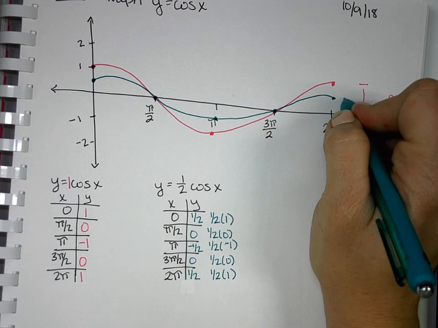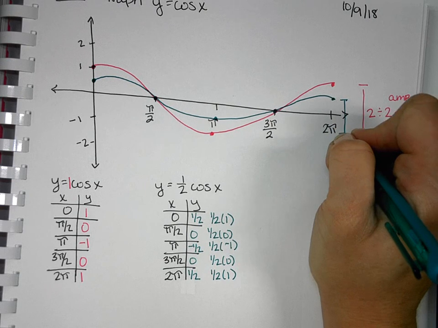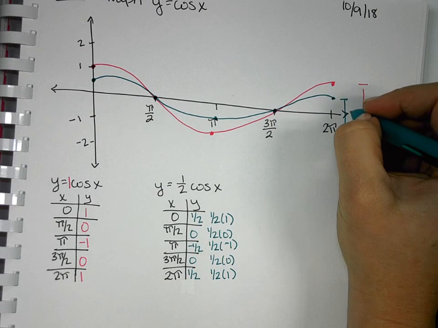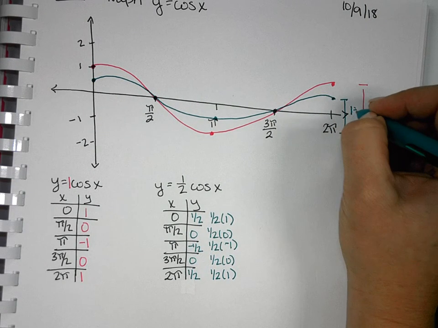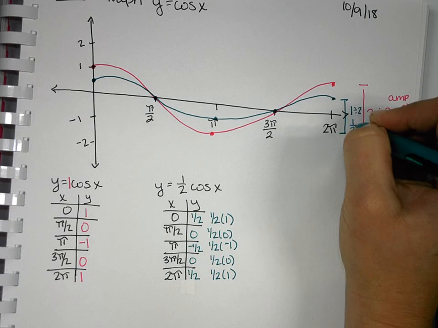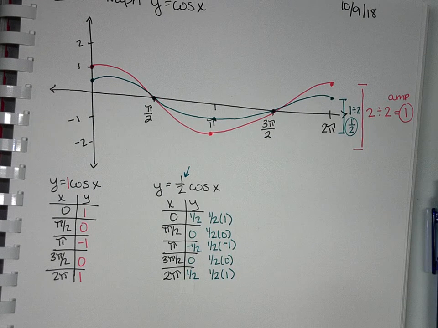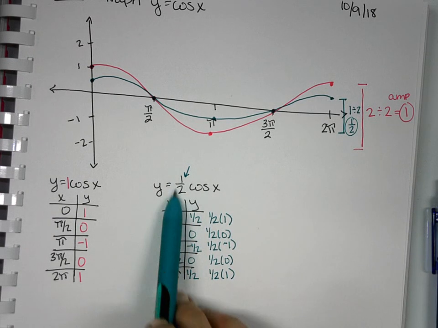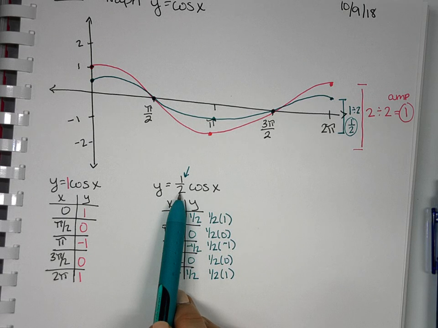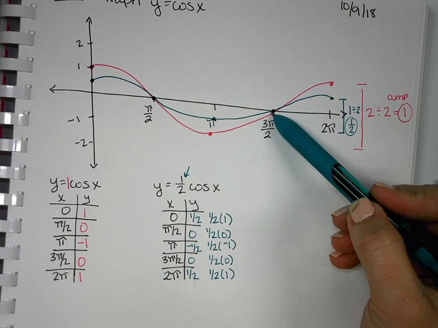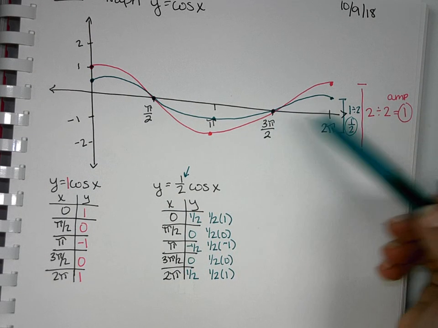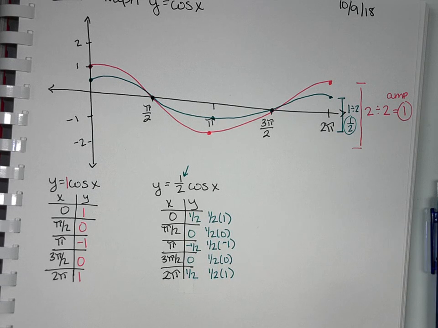So if we look at our highest to lowest, that's from 1/2 to -1/2, which is a total of 1. When we divide that by 2, we get 1/2. That would be our amplitude, which matches that number right there. So hopefully you guys are remembering between yesterday and today that the amplitude is found by this number in front, and that's how high you go from your middle line, how high you go up and how high you go down, so that way you get the whole amplitude.